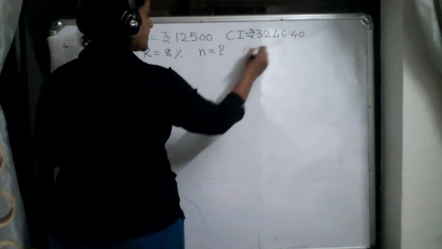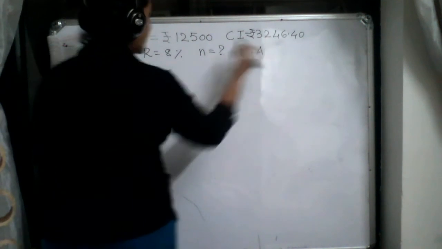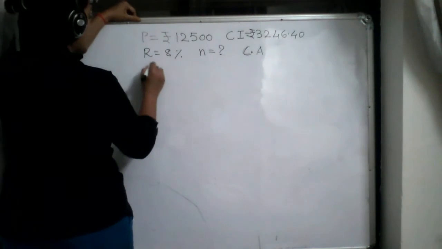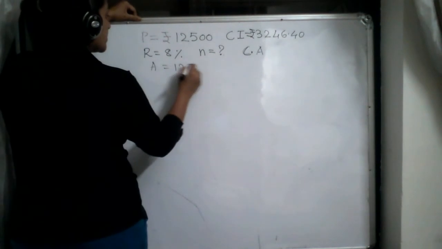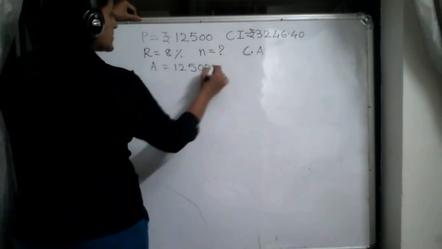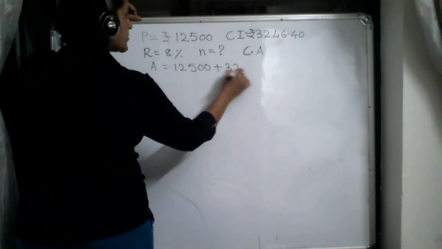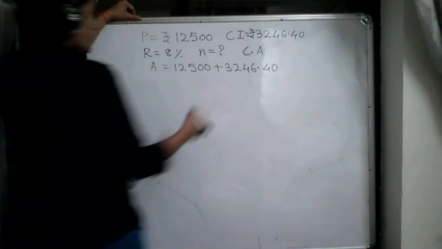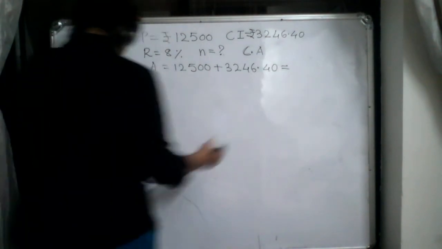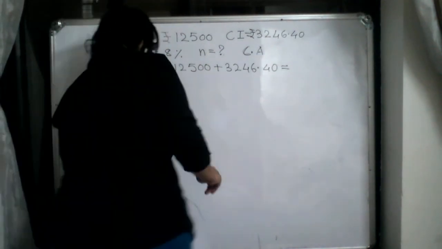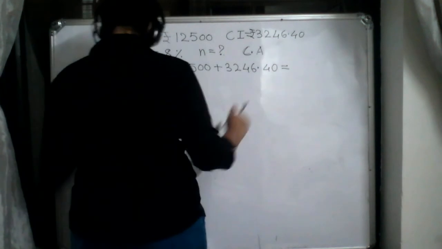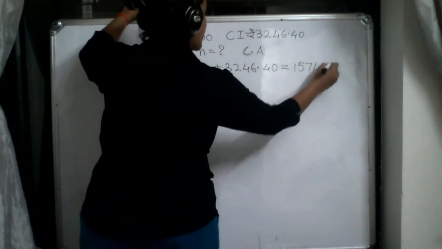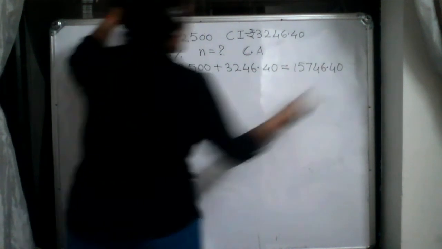I usually write this C.A., that is compounded annually, so you don't have to change anything in the rate of interest, but we need to find the amount here. Amount will be what? 12,500 plus 3,246.40, add this up, we will get 15746.40.